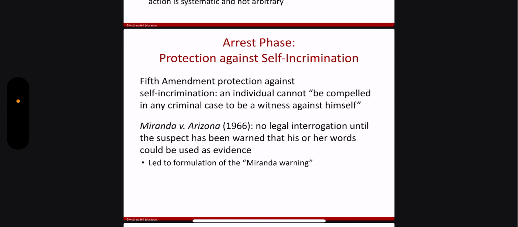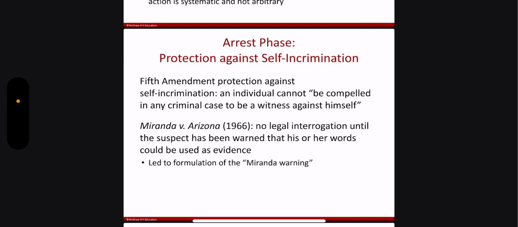And then second, we have what's called the Miranda rights. Okay, and this was a 1966 case, Miranda versus Arizona, that basically says that you cannot be interrogated until you've been warned that your words can be used as evidence. And so if you turn on any legal or cop show, you have the right to remain silent. Anything you say or do can be used against you in the court of law. Well, guess what? It will be used against you.